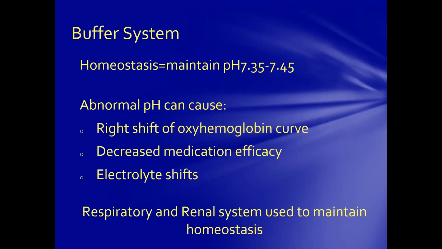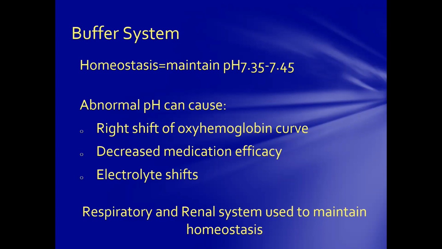So our body likes homeostasis. We like to maintain a pH of 7.35 to 7.45. And we use not only our respiratory, but also our metabolic processes to maintain that homeostasis. If we continue to have an abnormal pH, it can cause a right shift of the oxyhemoglobin curve, which decreases hemoglobin's affinity to oxygen. It can also decrease medication efficacy and increase electrolyte shifts.